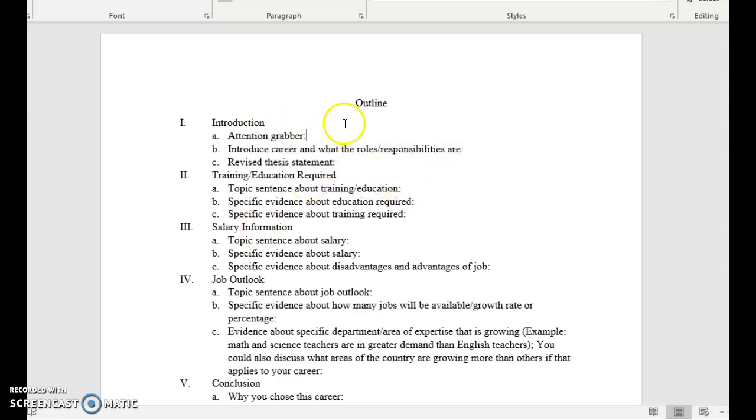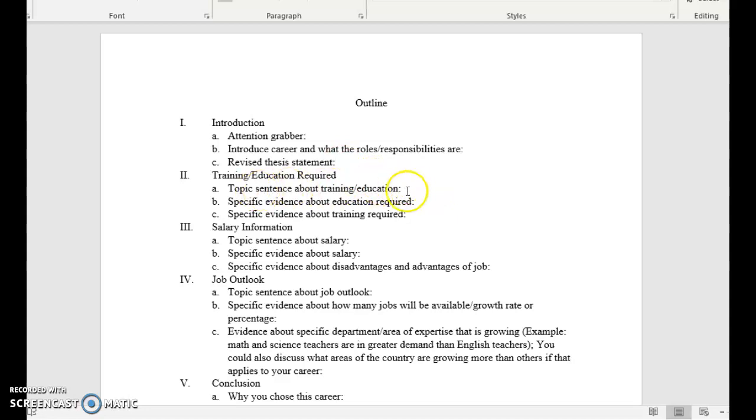And all you will do is, after the attention grabber, you don't need to delete it or anything, just type out what your attention grabber is here, right? How would the world be different if there were no teachers or electricians or whatever, right? You're just typing out whatever your attention grabber is there. For the responsibility and roles, you'll type that out there. And again, your revised thesis statement, you're probably just copying and pasting.